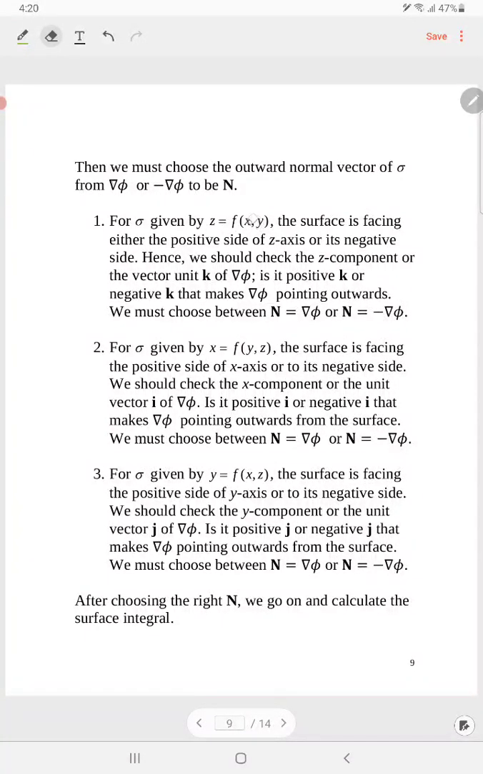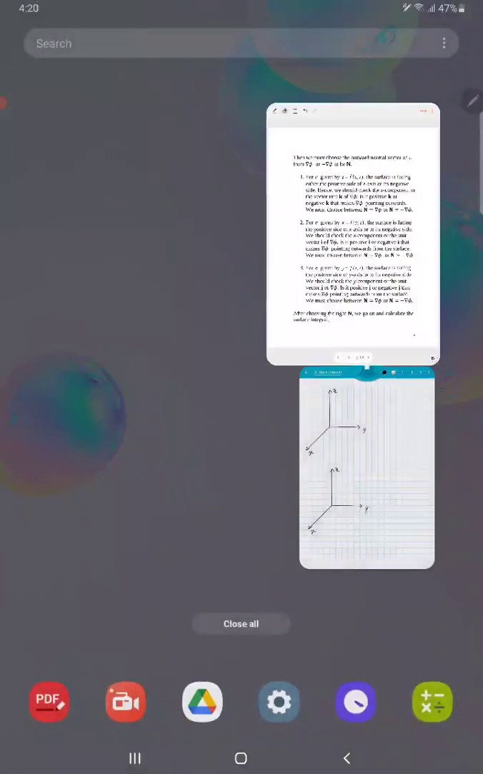So here, when your surface is given as z as a function of x and y, you have to check the z component. The z component will determine whether you want a negative or positive z component, because your surface is either facing the positive z-axis or the negative z-axis. Okay, let me explain furthermore.